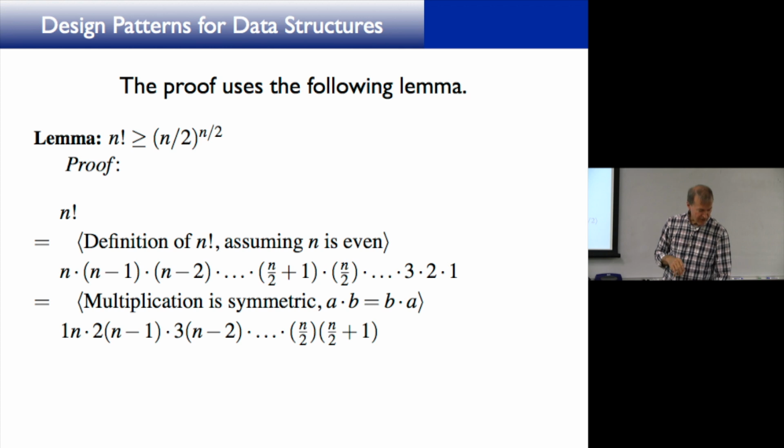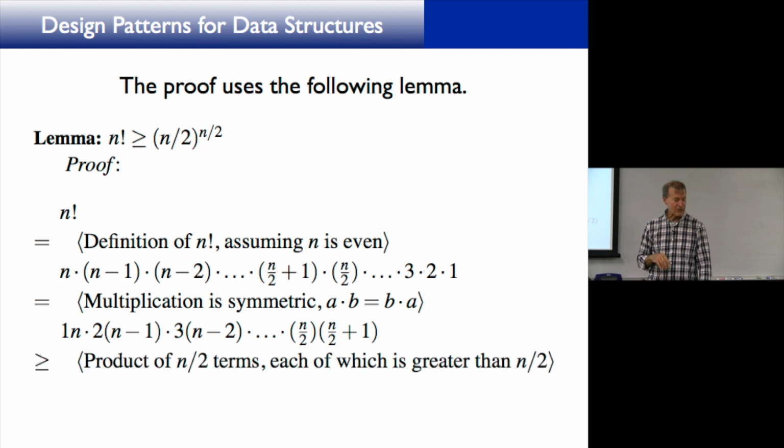So look, what do we have here? We have a product of n over 2 terms, each of which is greater than what? n over 2. So what is that? So this is greater than or equal to what?